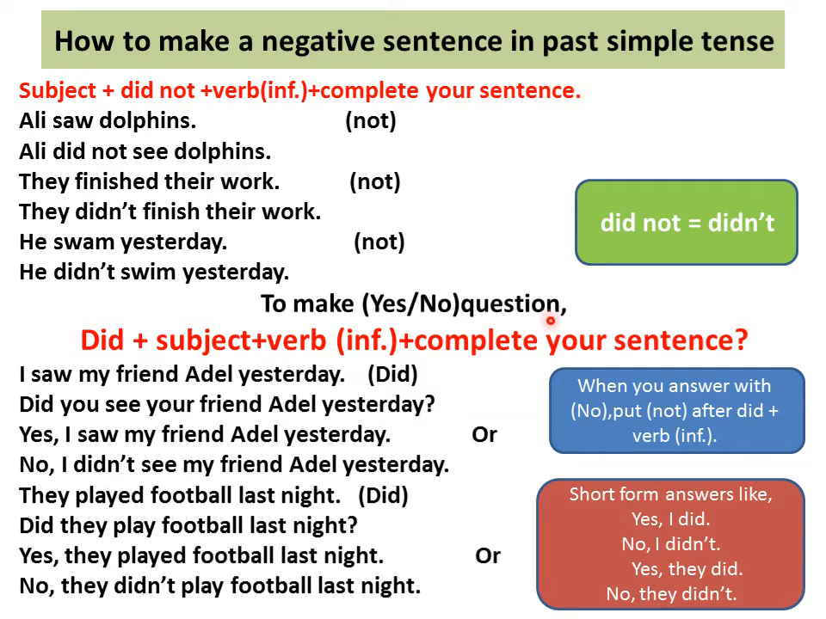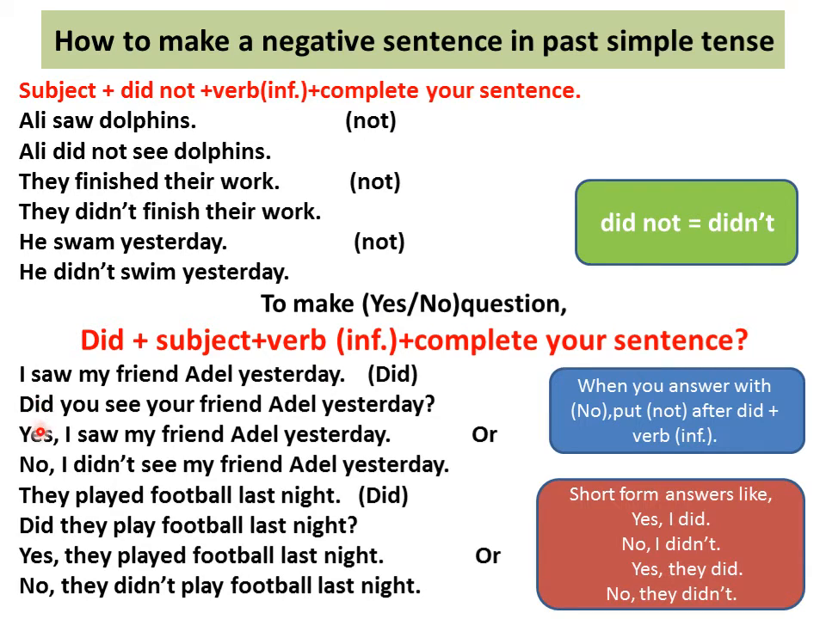To make a yes or no question, just start with did, then your subject, then the verb in infinitive without ed. Just in infinitive. Complete your sentence and don't forget the question mark. I saw my friend Adil yesterday. To make a yes or no question, you're going to start with did. We said I, change it to you. Did you? So the present of saw is what? See. So, did you see your friend Adil yesterday?